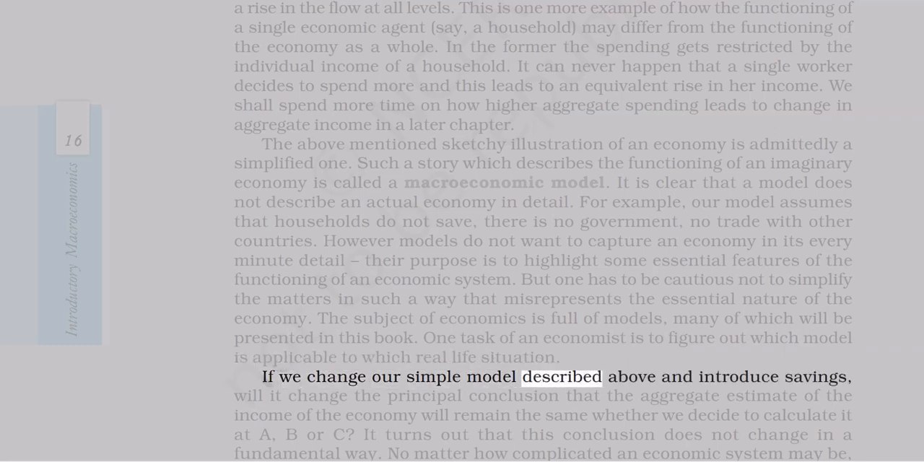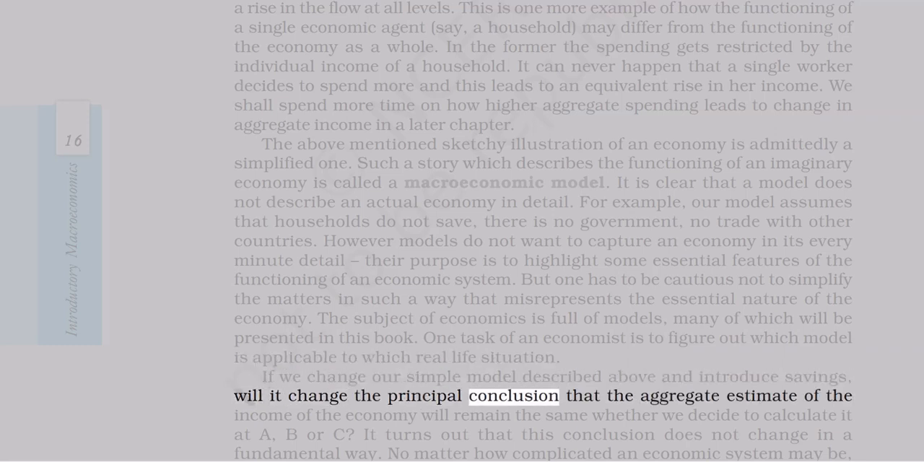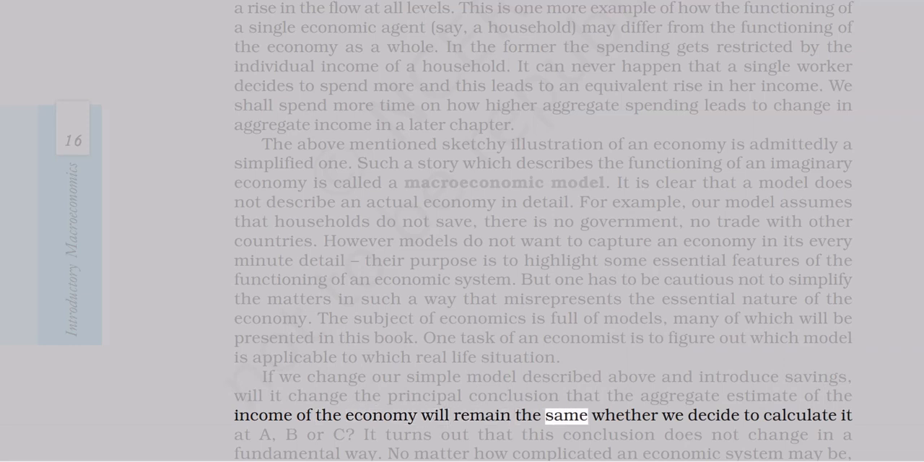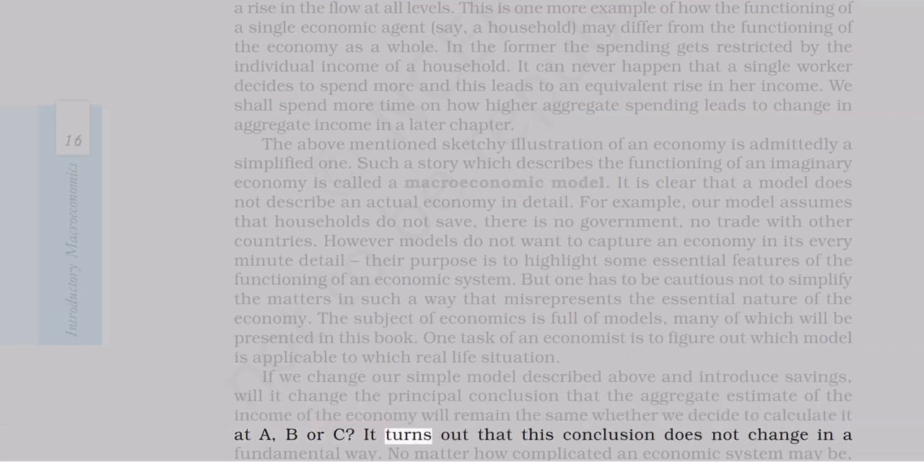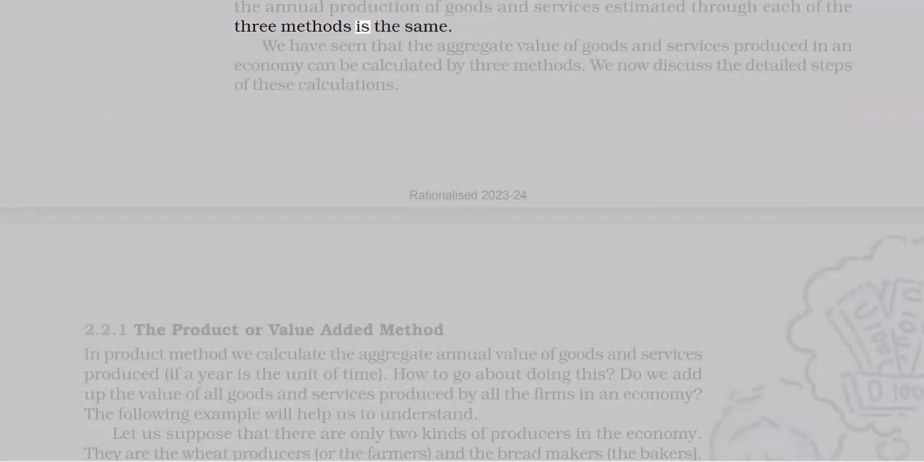If we change our simple model described above and introduce savings, will it change the principal conclusion that the aggregate estimate of the income of the economy will remain the same whether we decide to calculate it at A, B, or C? It turns out that this conclusion does not change in a fundamental way. No matter how complicated an economic system may be, the annual production of goods and services estimated through each of the three methods is the same. We have seen that the aggregate value of goods and services produced in an economy can be calculated by three methods. We now discuss the detailed steps of these calculations.